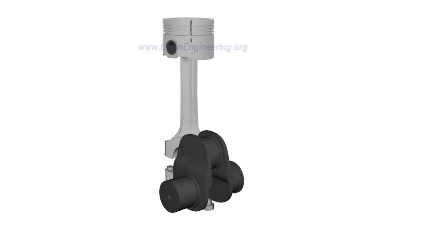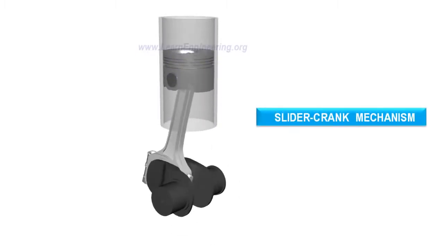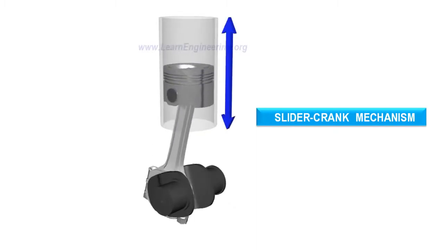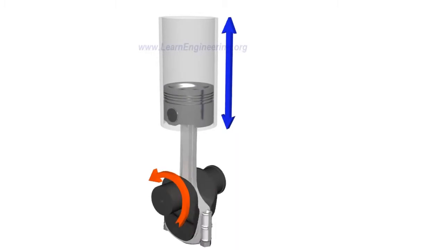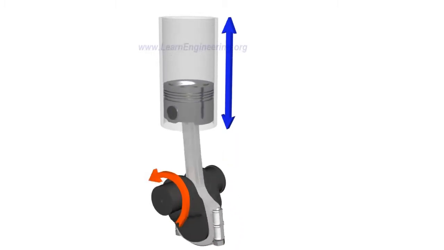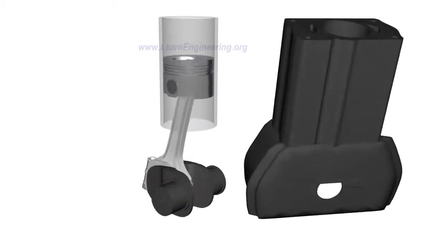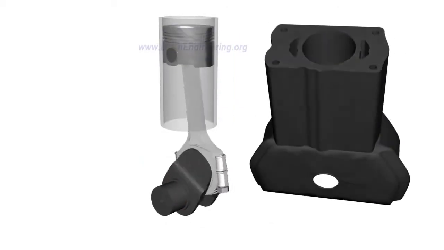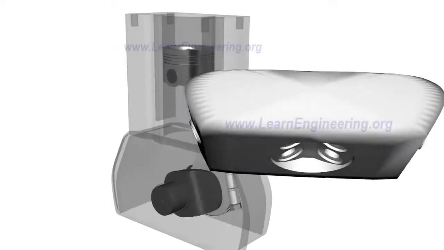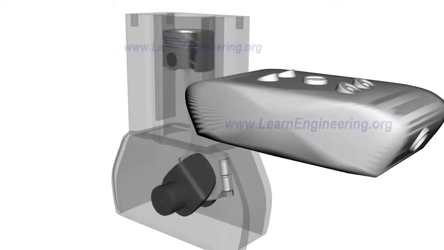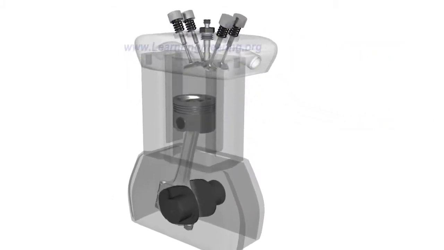crank, and cylinder form a mechanism called slider crank mechanism. Here, the linear motion of the piston is transformed to a rotary motion at the crank. In an IC engine, this mechanism is properly supported in an engine block. Cylinder head, valves, and fuel injector are fitted above the engine block.